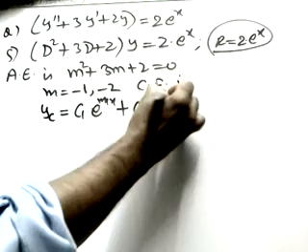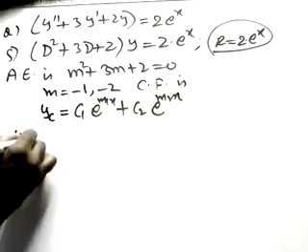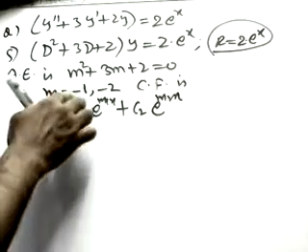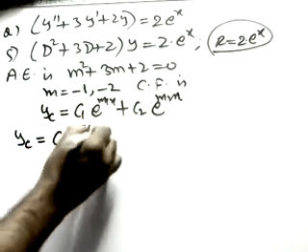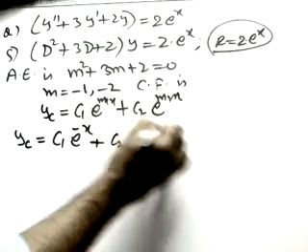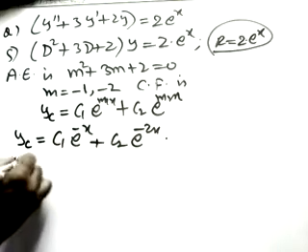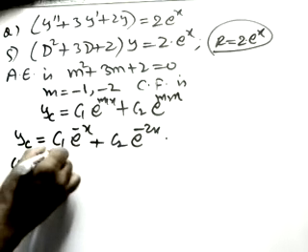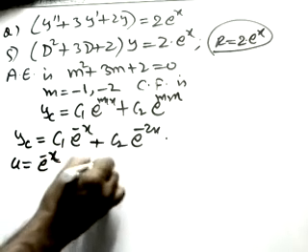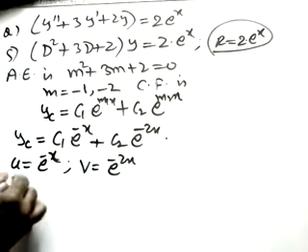C1 e power m1x plus C2 e power m2x. Let me substitute m1, m2. So we got y_c equals c1 e power (1 minus 1) into x minus x plus c2 e power minus 2x. Now let me continue. Suppose this as u, this as v. So u equals e power minus x and v equals e power minus 2x.